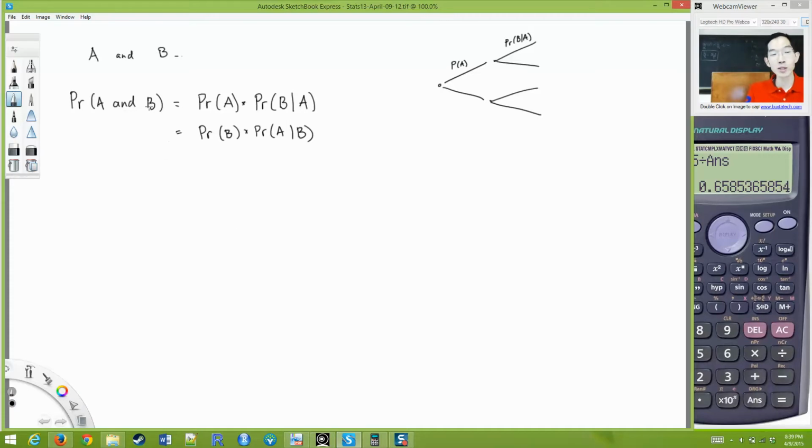So the probability of A and B is defined as such. Thus we can also rearrange our terms, and so we get the probability of A given B is equal to the probability of A and B divided by the probability of B. And also the probability of B given A is equal to the probability of A and B divided by the probability of A.